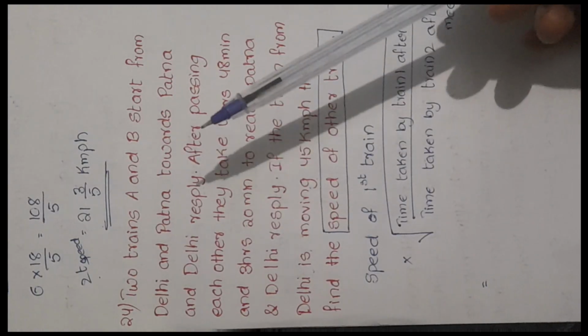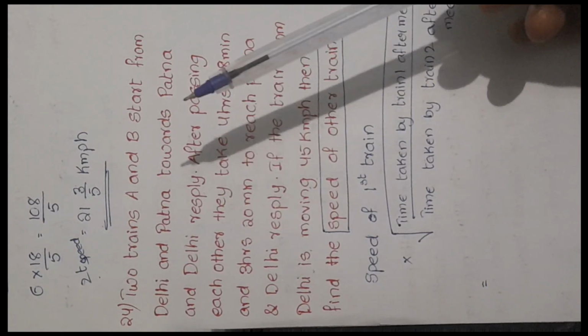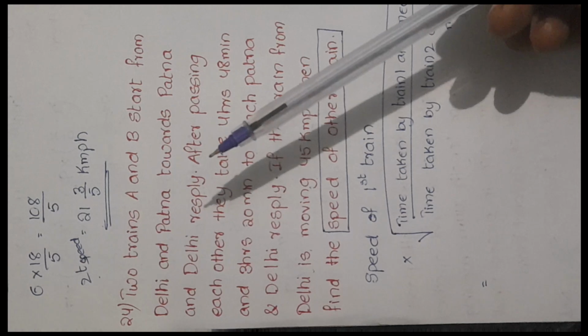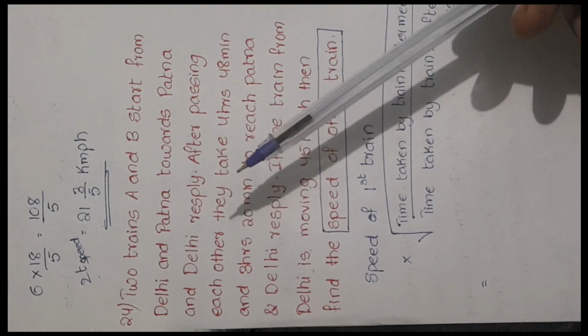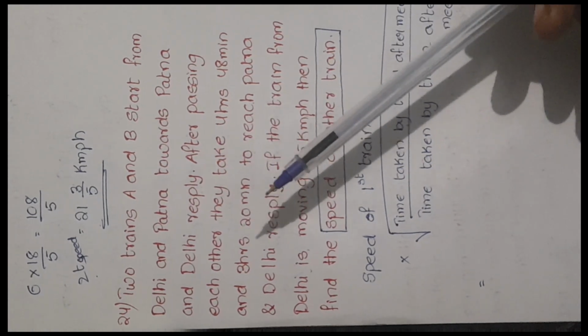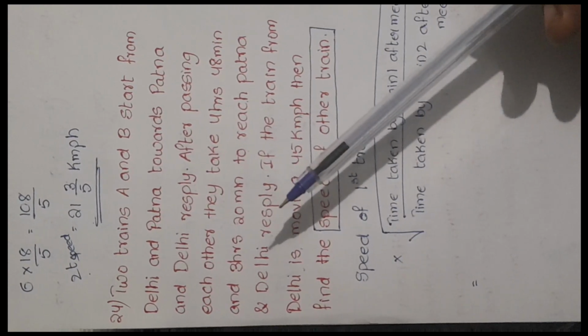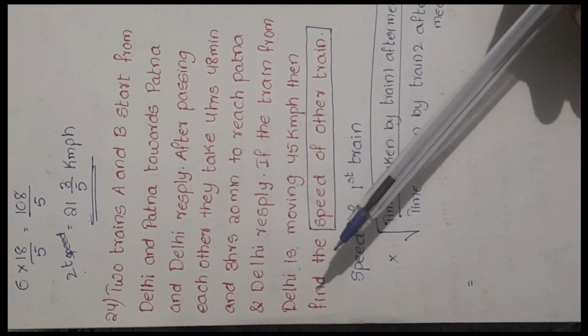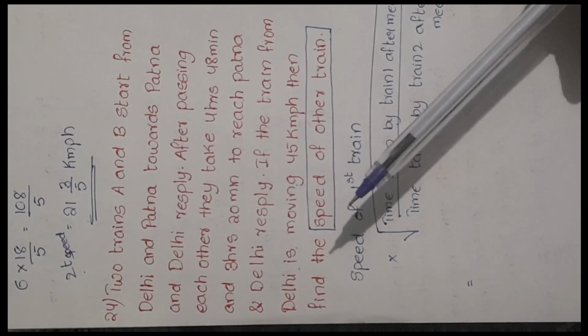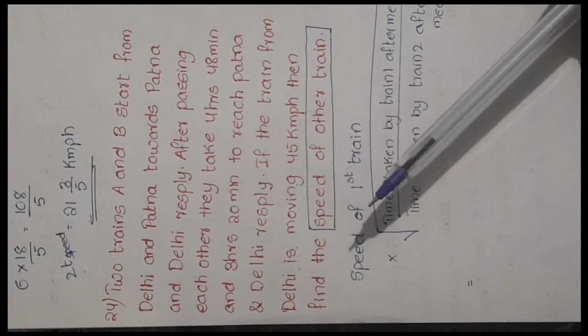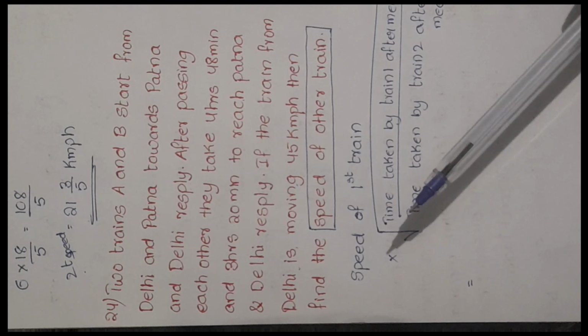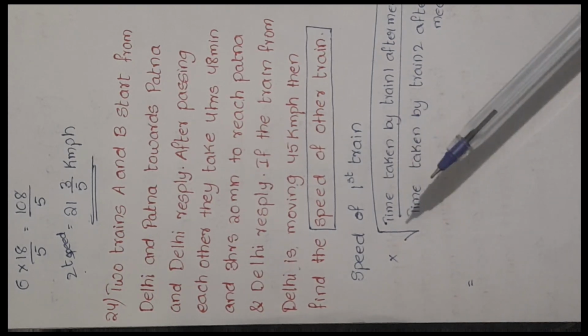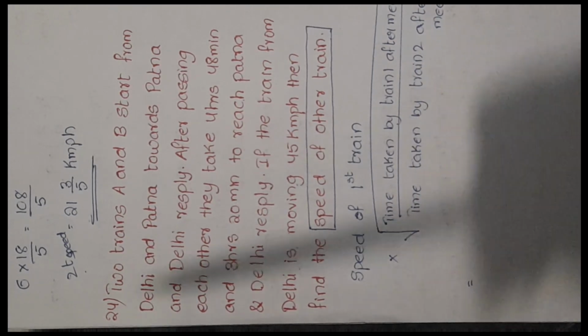Question number 24. Two trains A and B start from Delhi and Patna towards Patna and Delhi respectively. After passing each other, they take 4 hours 48 minutes and 3 hours 20 minutes to reach Patna and Delhi respectively. If the train from Delhi is moving at 45 kilometers per hour speed, then find the speed of the other train. We can use a simple formula here. Speed of the other train is equal to speed of the first train into root of time taken by the first train after meeting by time taken by train 2 after meeting.